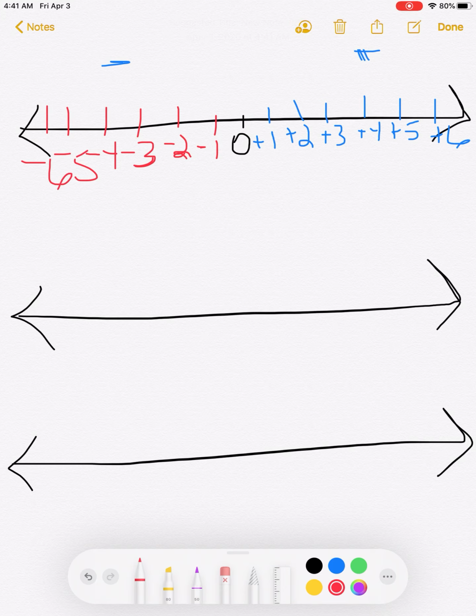Let me see. Now, I've been working on my Spanish. Uno, dos, tres, cuatro, cinco, seis, and it's negative. And then this one, uno, dos, tres, cuatro, cinco, seis. Okay?